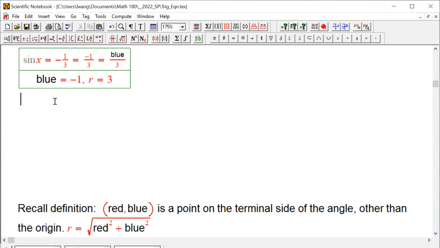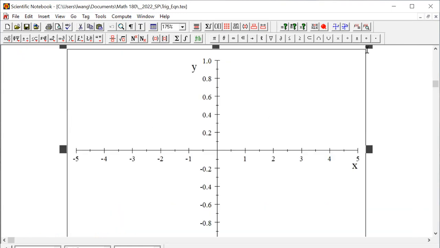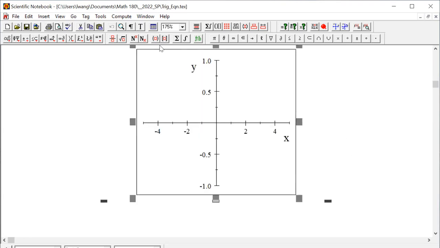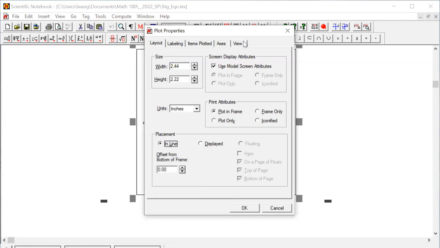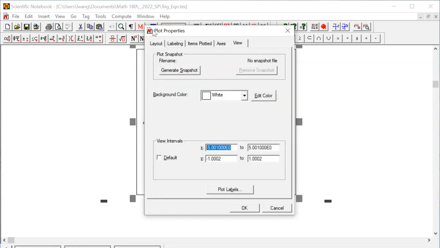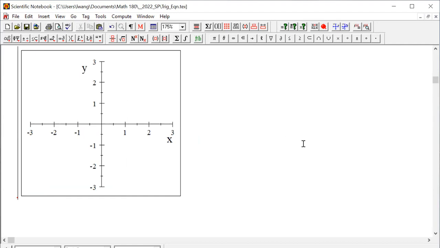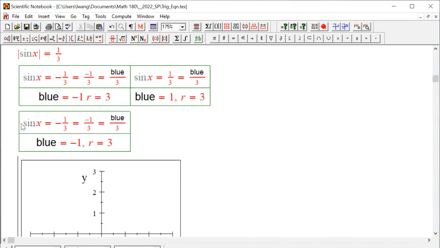So let's just draw this rectangular system. Okay, rectangular system. We're going to set it up. R is 3, so you can think of a circle with a radius equals to 3, or you don't have to worry about it. -3, +3, and there you go. So we got the system set up. So sine equals to -1/3.